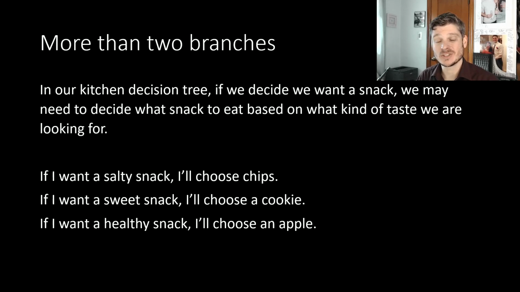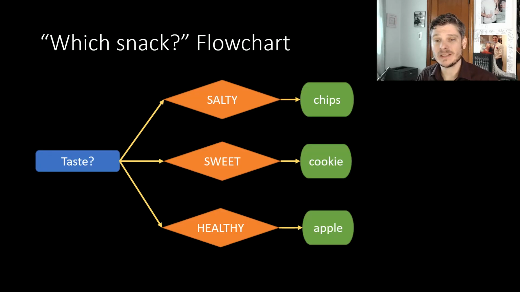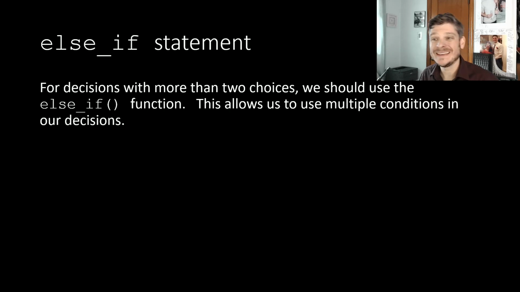Well, if I want a salty snack, I'll choose chips. If I want a sweet snack, I'll choose a cookie. If I want a healthy snack, I'll choose an apple. And again, we can represent this with our flowchart as well, right? Once I get to the snack portion, I ask myself, what kind of taste am I looking for? And then each taste has its own end result. In these cases where we have multiple branches, we want to use the else if statement.